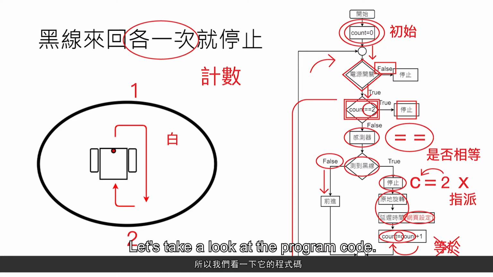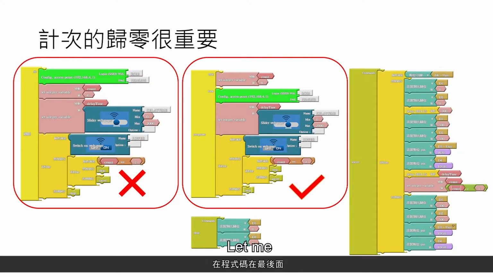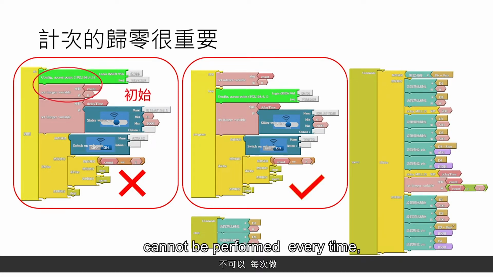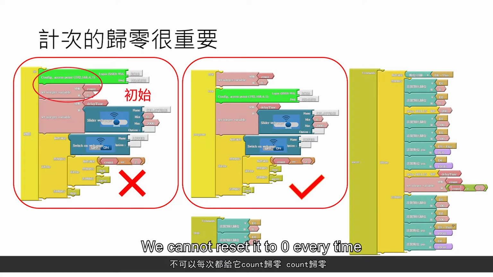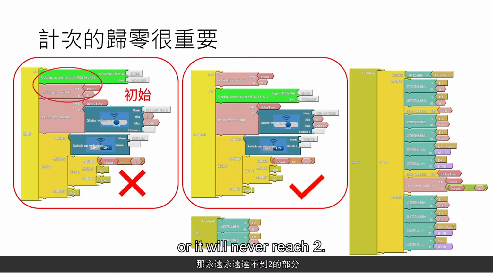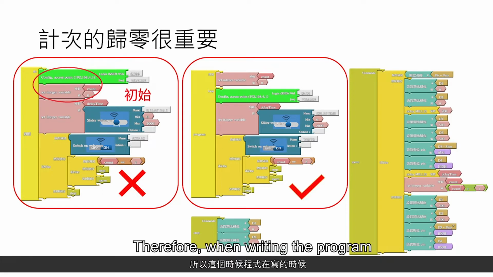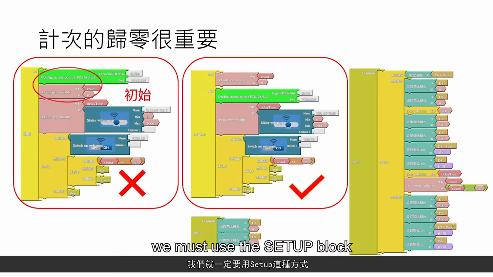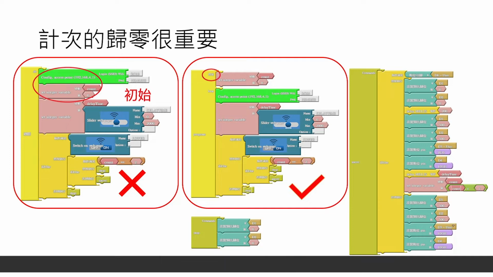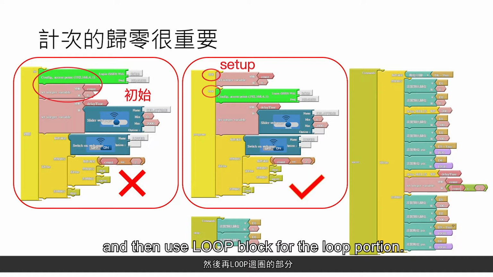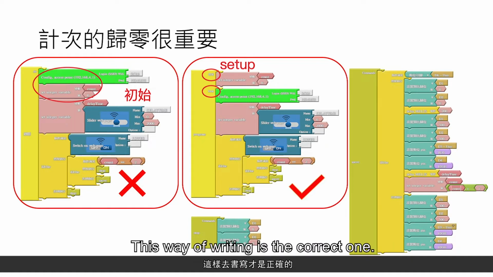Let's take a look at the program code. Let me remind you that the initialization of the count value cannot be performed every time. It can only be performed once. We cannot reset it to 0 every time, or it will never reach 2. Therefore, when writing the program, we must use a setup block to configure this, and then use a loop block for the loop portion. This way of writing is the correct one.